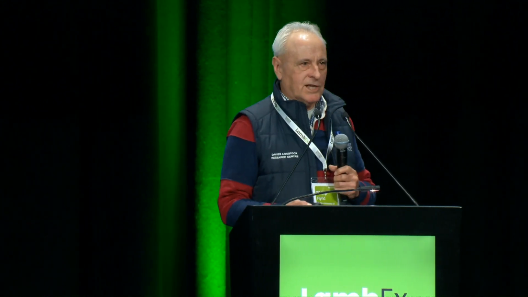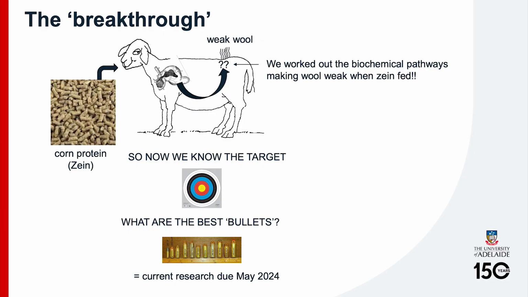Where did it come from? We started knowing that when we feed a protein called zein, which is found in corn, we got unusual effects on the wool fibre. It grew differently, the length and diameter grew differently, but the thing that struck us was that it was really weak. The wool became incredibly weak. We did this in 2009, right? So we knew this in 2009.